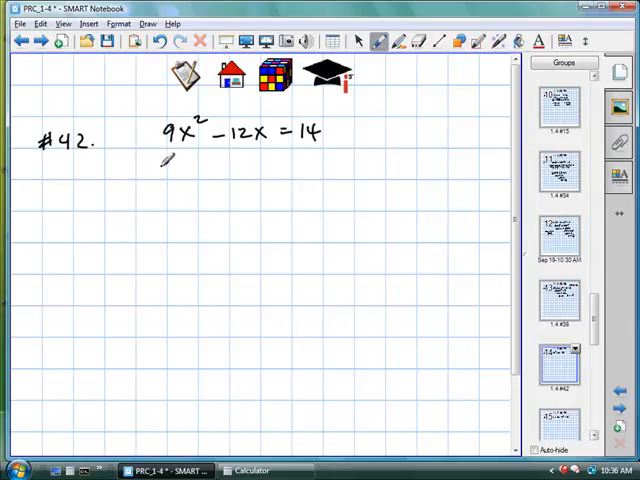So we have room. Let's flank 14 out to the right, so I have room for completing the square. Plus, now we have a problem though. That 9 cannot be there. So I have two choices. I could either divide the entire equation through by 9, or I could factor the 9 out.